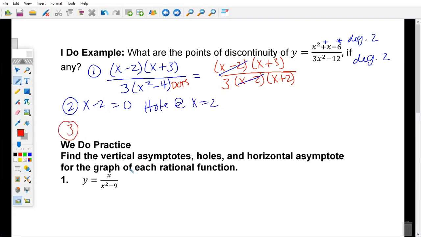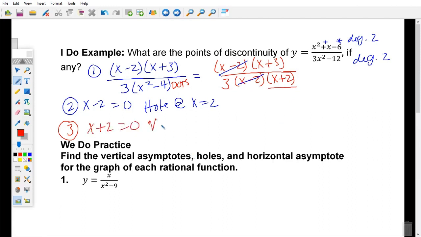Step 3. Once you remove your hole, you're going to look and see what is left in your denominator. What do we have left in our denominator? 3 doesn't have a variable, so it doesn't matter. So what's left is x + 3 and x + 2. So this is just a number, but this is a factor. So we're left with x + 2 = 0.